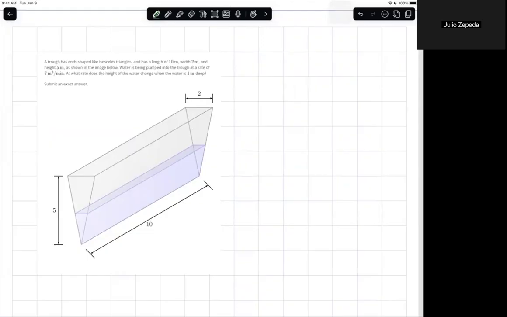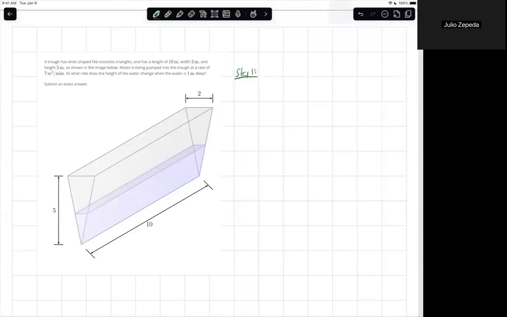It says a trough has ends shaped like isosceles triangles and has a length of 10 meters, width of 2 meters, and height of 5 meters, as shown in the image below. Water is being pumped into the trough at a rate of 7 cubic meters per minute. At what rate does the height of the water change when the water is 1 meter deep? Submit an exact answer. Okay, so let's take a look at step number one.